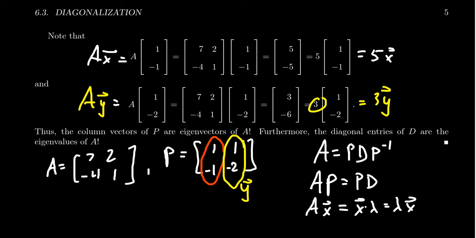So we can see that the two columns of P are eigenvectors for this matrix A. And in fact, 5 and 3, that looks familiar. If you look at the diagonal matrix D, was it not 5, 0, 0, 3? 5 and 3 are the diagonal entries of this diagonal matrix D. And remember, diagonal matrices are triangular, upper and lower triangular, and the diagonal entries of a triangular matrix, or in this case a diagonal matrix, are the eigenvalues of the matrix D.